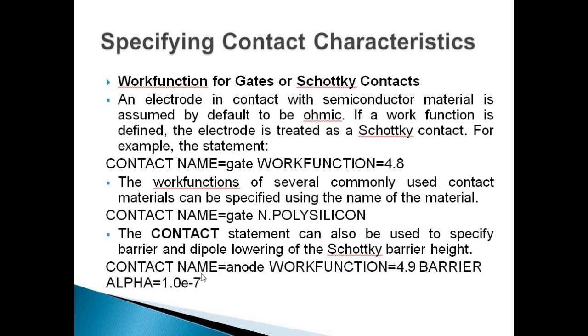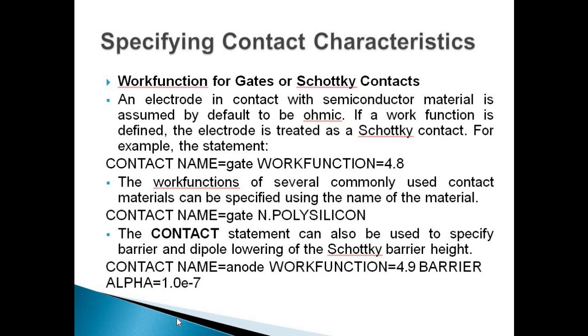One more thing, aluminum contact on heavily doped silicon is usually ohmic. For this situation, don't specify a work function. The contact statement can be used to specify barrier and dipole lowering of the Schottky barrier height. To enable barrier lowering, specify the barrier parameter.